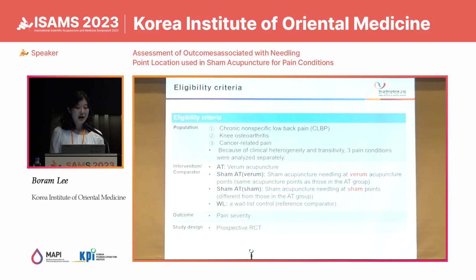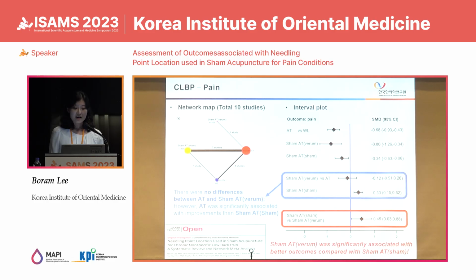As for the type of outcome measure, we analyzed pain severity, and as for the study design, we included prospective randomized controlled trials. This is the first result.